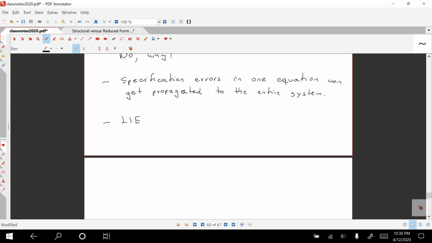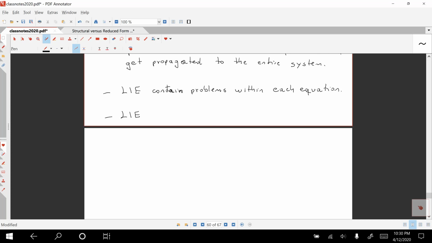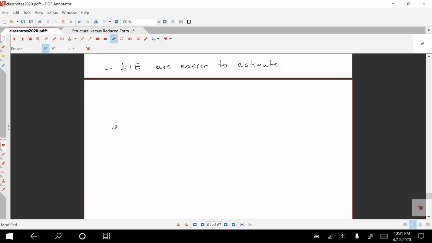So you see, the advantage of using limited information estimators is that they contain the problems within each equation. You are not propagating the errors. Another advantage is that limited information estimators are easier to estimate. Remember, we're talking about asymptotic properties. In small samples, you don't know that full information estimators are more efficient. You need to be aware of that.